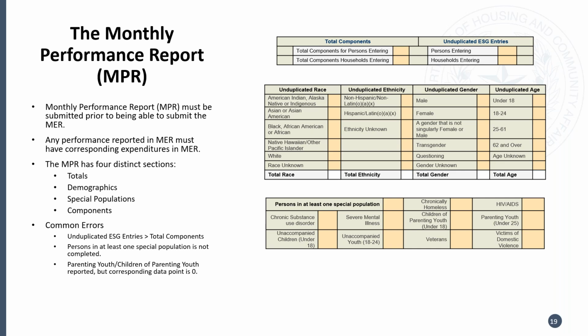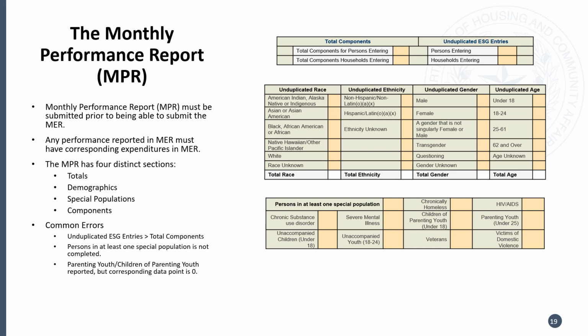Next, I want to go over demographics. It's a pretty self-explanatory table, but every column in this section should reflect only the data from the unduplicated program participants who entered the program during that reporting month. As a reminder, staff observations should not be used to collect any data.